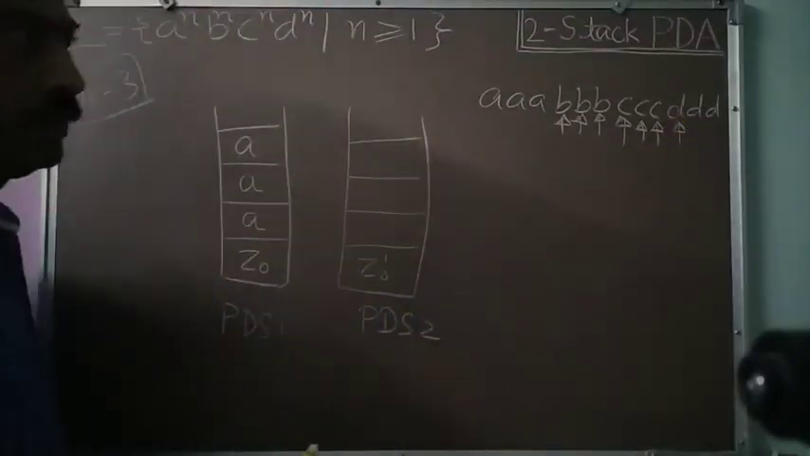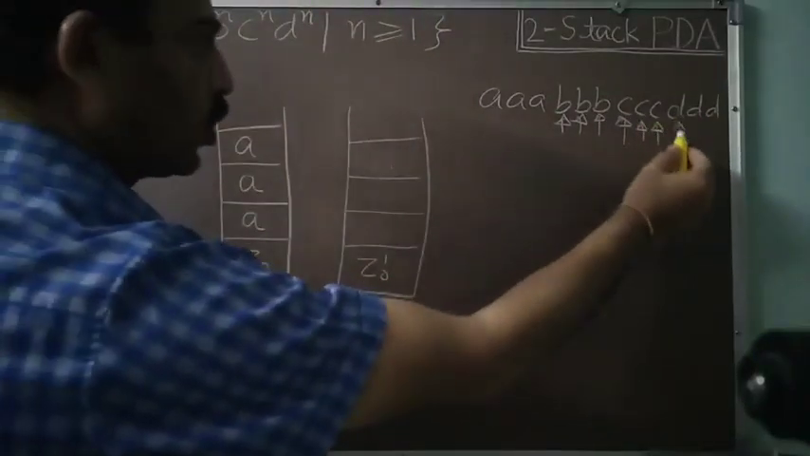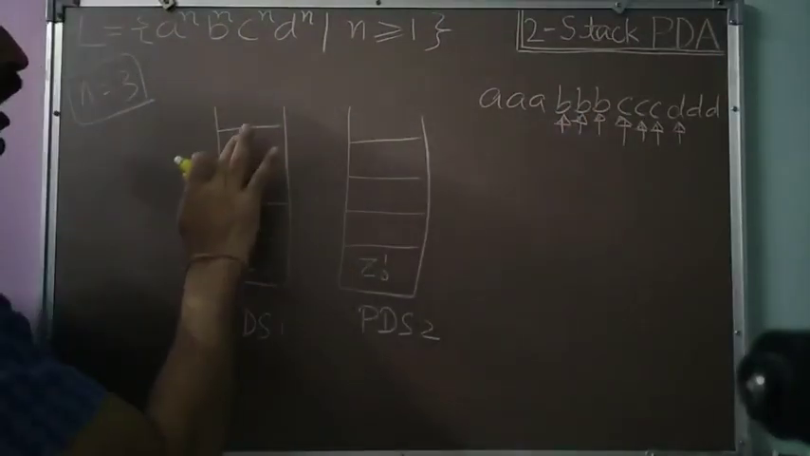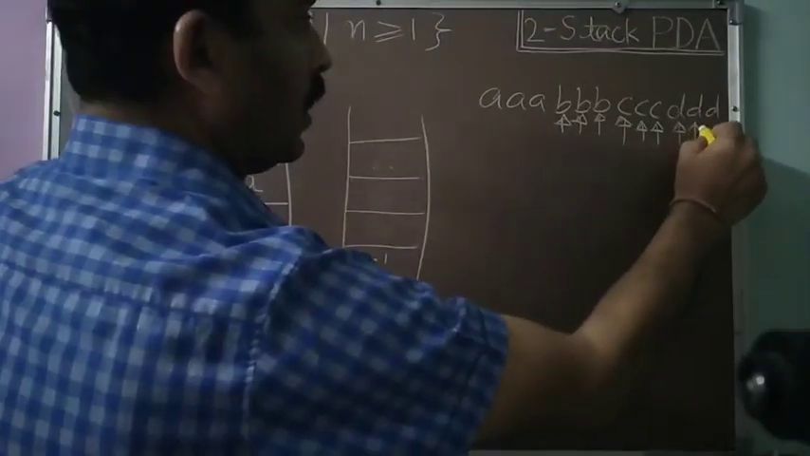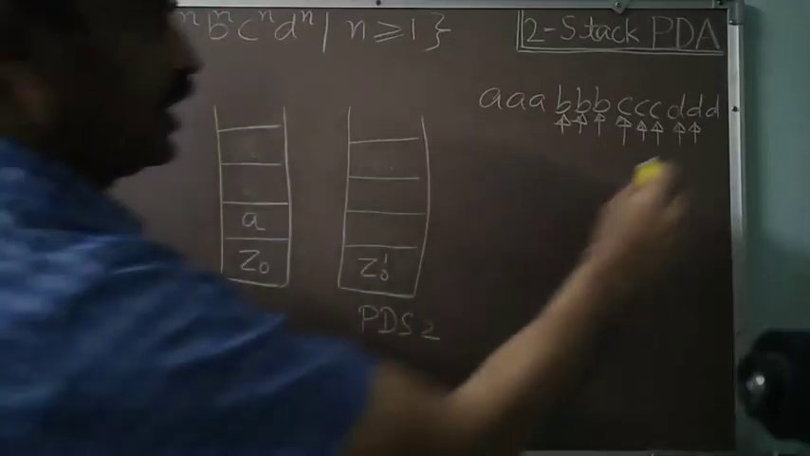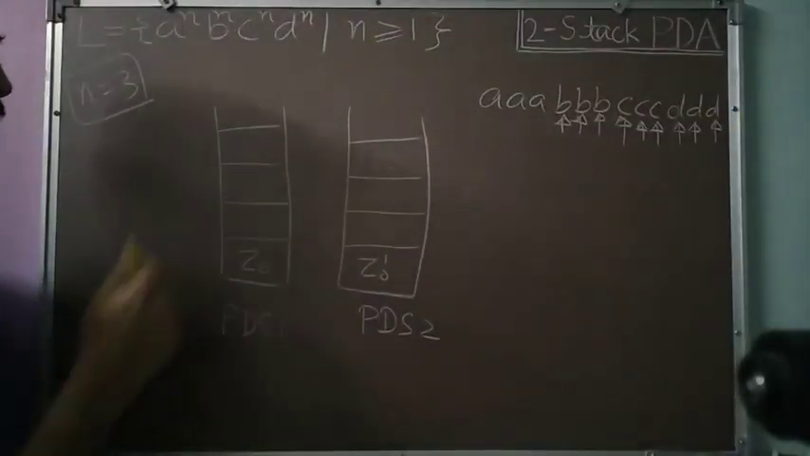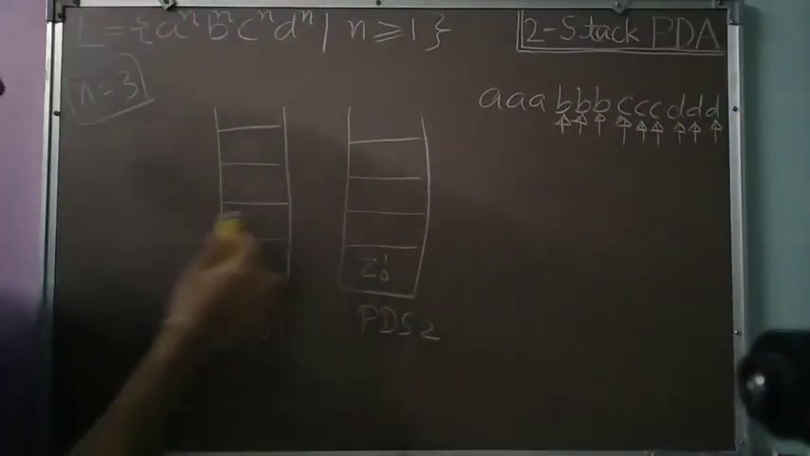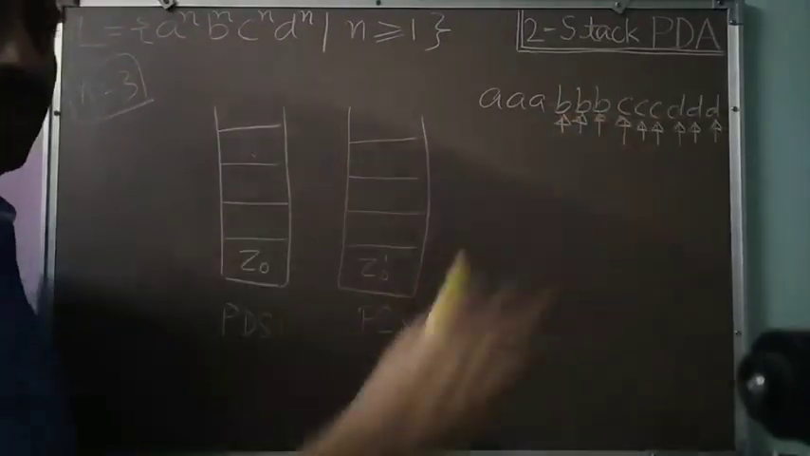So when I am reading D's, that is the last quantity to be matched. Corresponding to each D, I will remove one A from the PDS 1. So I will read the first D, I will remove an A from the PDS 1. Then I will take the second D and I will remove one more A from the PDS. Then I will take the third one and I will remove the next A from the PDS. And if the number of D's is also equal to the number of A's, we will reach a situation when my input string is finished.